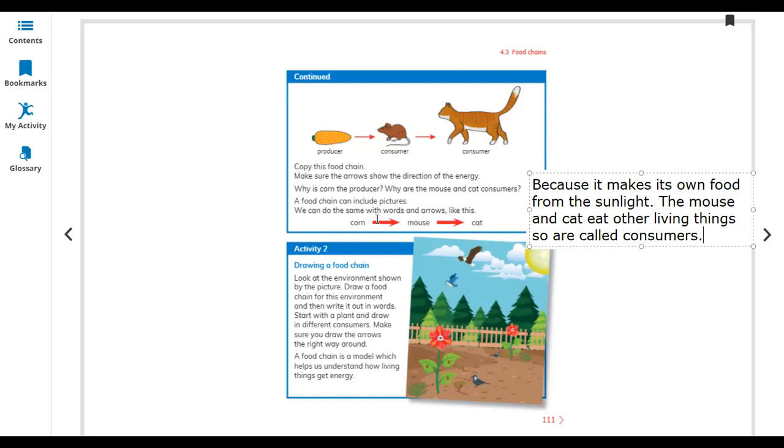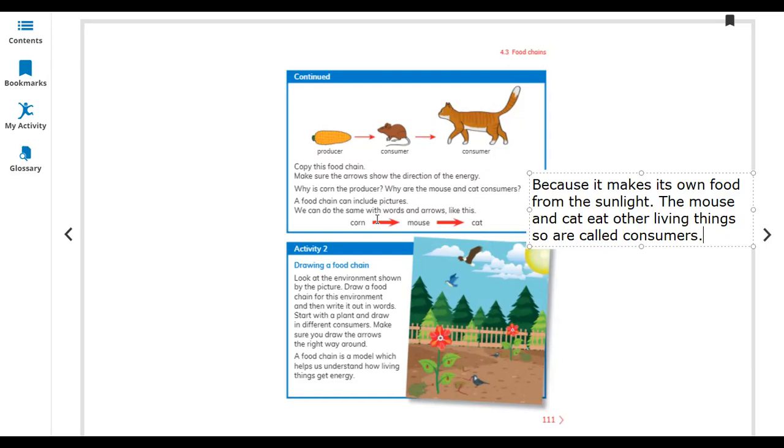Activity 2, drawing a food chain. Look at the environment shown by the picture. Draw a food chain for this environment and then write it out in words. Start with the plant and draw in different consumers. Make sure you draw the arrows the right way.